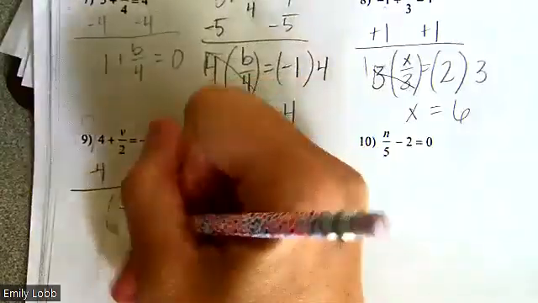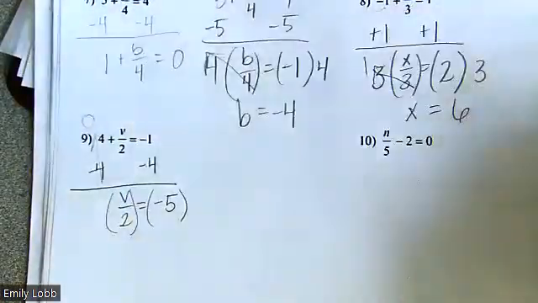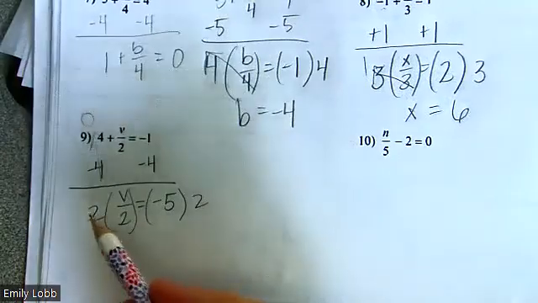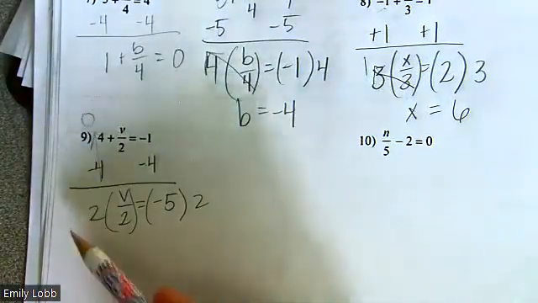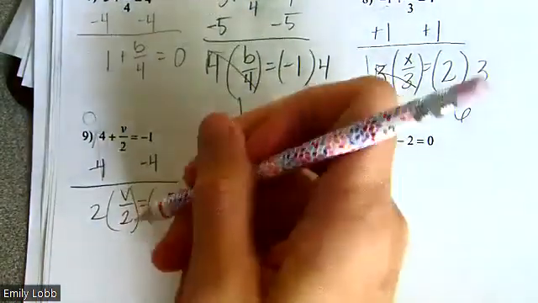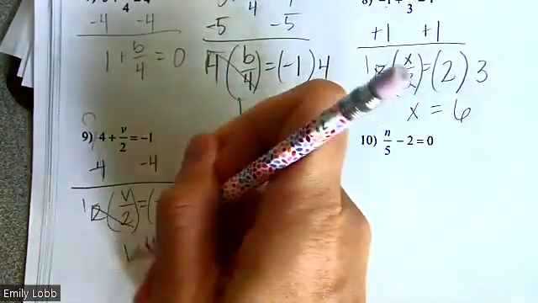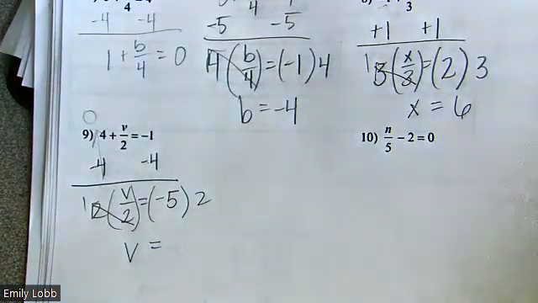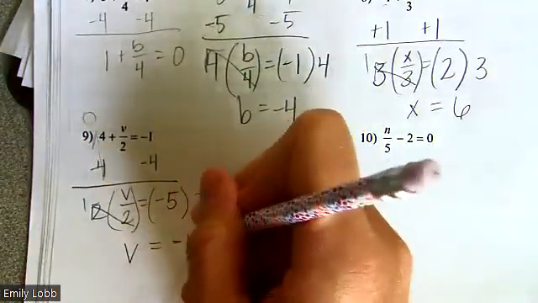What am I going to multiply both sides of my equal sign by? 2. Remember, if you accidentally multiplied it by -5, you would see that it's not getting rid of the 2. 2 divided by 2 is 1, which is what we want, right? Because we want 1v. -5 times 2, -10.